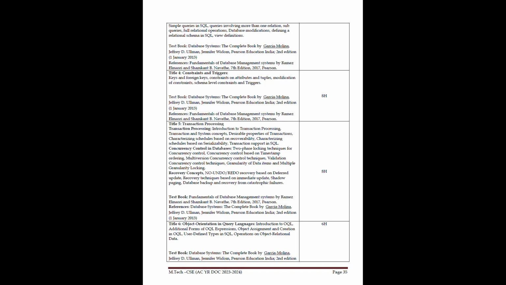And then Title 5 deals with transaction processing, in which you'll be learning about Introduction to Transaction Processing, transaction and system concepts, desirable properties of transactions, characterizing schedules based on recoverability, characterizing schedules based on serializability, and transaction support in SQL. When it comes to concurrency control in databases, you'll be learning about two-phase locking techniques for concurrency control, based on timestamp ordering, multi-version concurrency control techniques, validation concurrency control techniques, and granularity of data items, and multiple granularity locking.